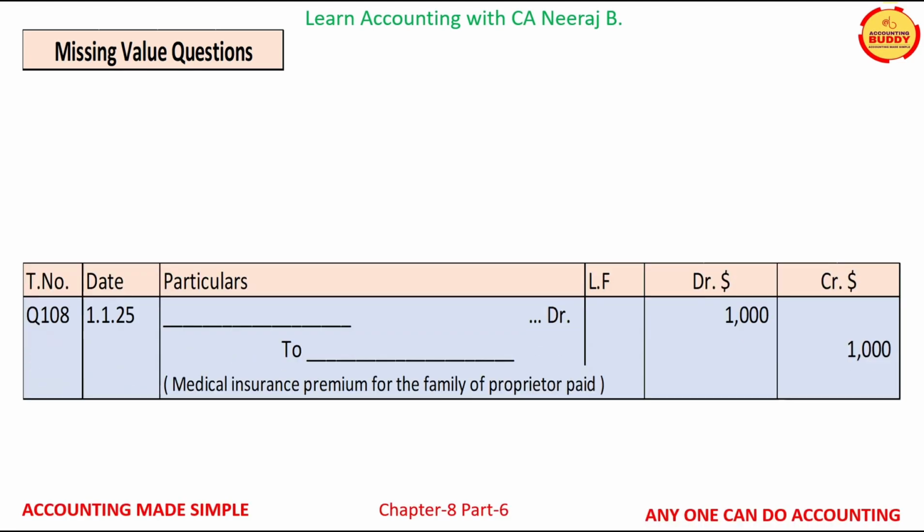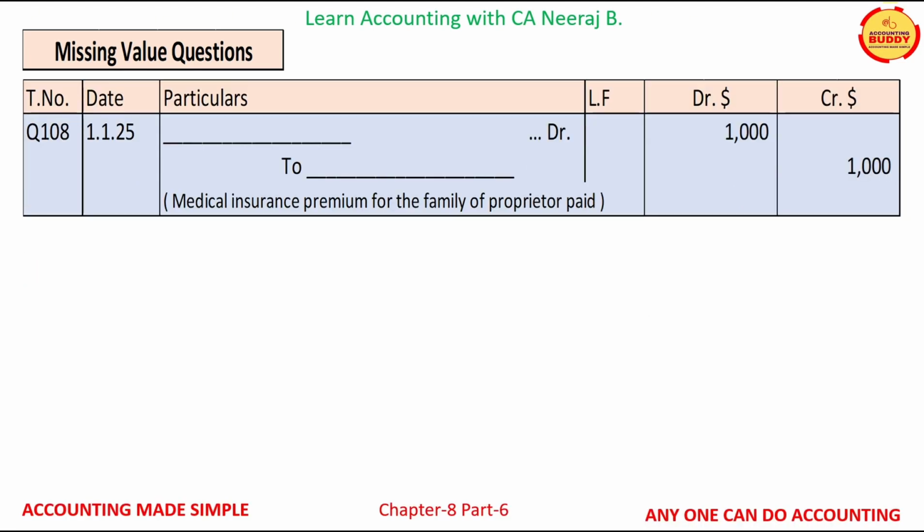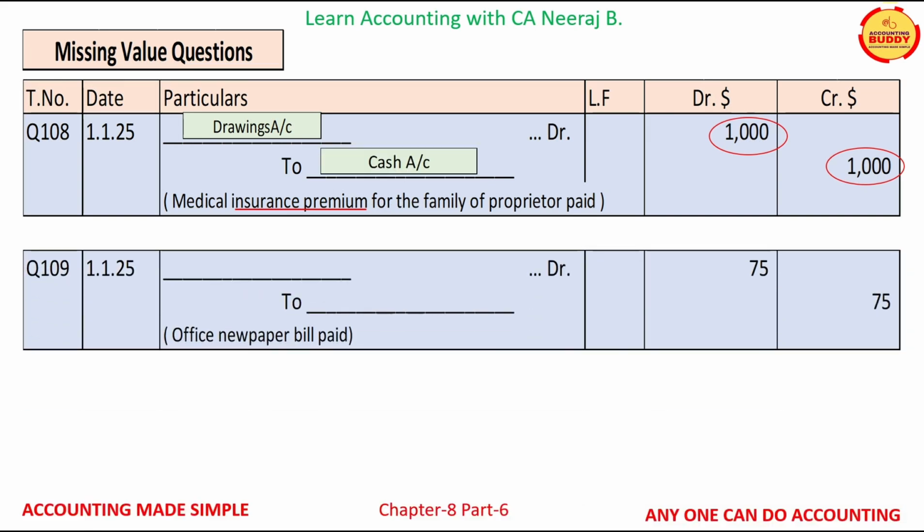Question 108 is medical insurance premium for the family of the proprietor for $1,000 is paid. The journal entry for this transaction will be debit drawings account and credit cash account. Question number 109 is office newspaper bill for $75 paid. The journal entry for this transaction will be debit miscellaneous expense account and credit cash account.